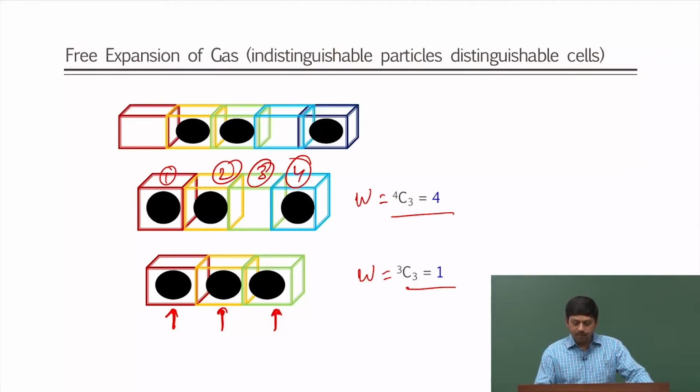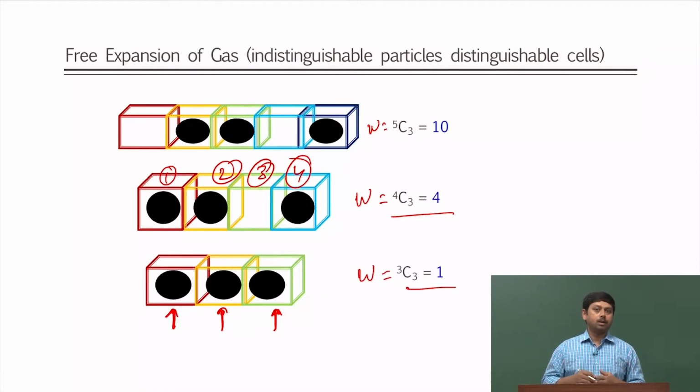Now, increase it a little bit further. I have now 5 spaces and I have only 3 particles to fill up. More spaces than it was before. Now, I have to choose which of these 5 will be filled by these 3. So, it should be 5C3, and there are 10 possibilities. So, you see, as the number of lattice points increases compared to the number of particles, W is increasing and therefore entropy is increasing.